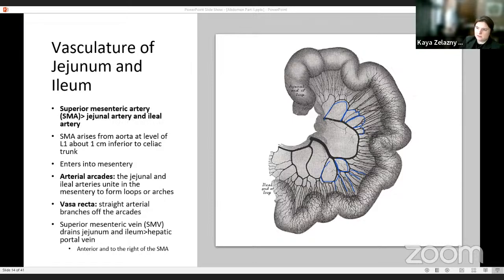Now, in terms of venous drainage, we are going to have a superior mesenteric vein matching that superior mesenteric artery that is going to drain both the jejunum and the ileum, and it's going to go back into the hepatic portal vein. So we're going back through the liver, actually. This is going to be anterior and to the right of the superior mesenteric artery if you're looking for it in the body.